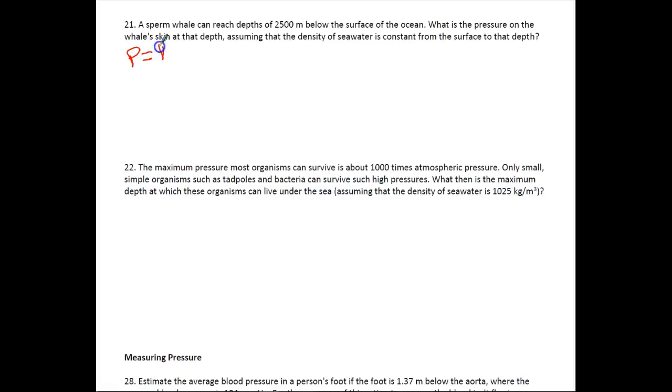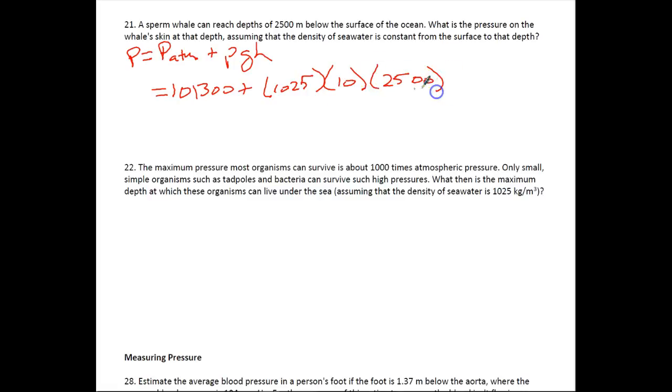So the pressure will be equal to the atmospheric pressure plus rho G times the depth, or the height here. So this is 101,300 this time, plus 1025 for the density of seawater, times 10 for gravity, and then our depth here is 2,500, or the height from the sea level surface down to where that whale is. When you're done, you're going to end up with 25,726,325 pascals, so an enormous amount of pressure.